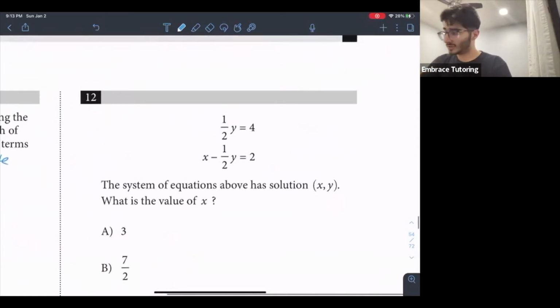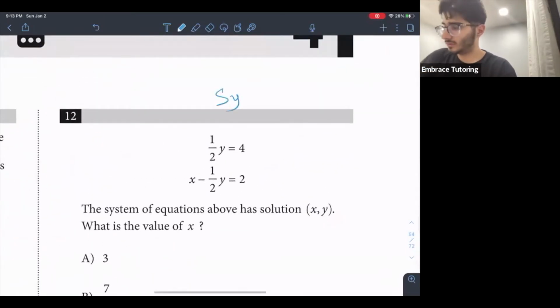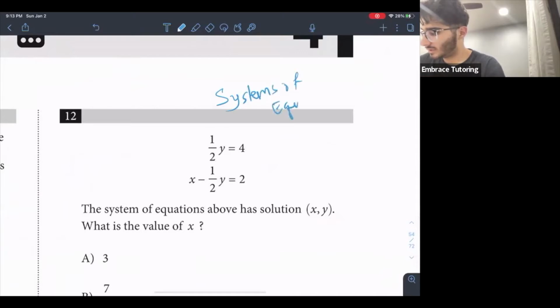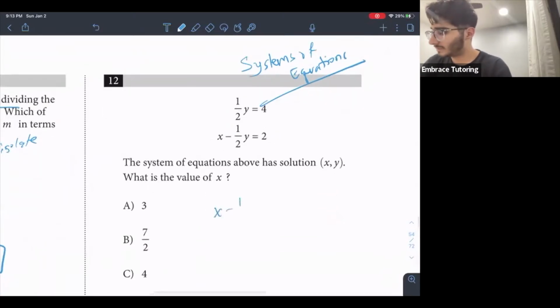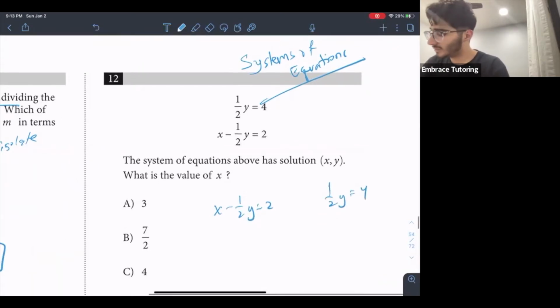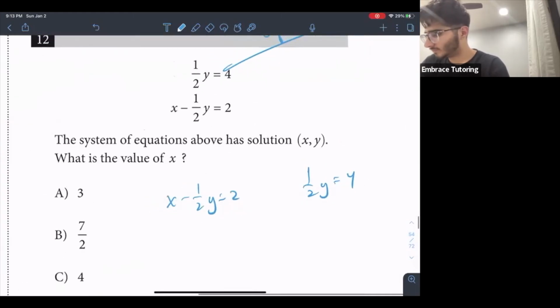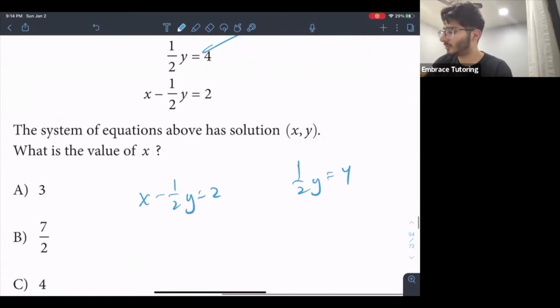Question 12 is another systems of equations problem. For this, you would have x minus 1/2 y equals 2, and then they give you that 1/2 y is equal to 4. So instead of using elimination, or both ways work, it depends on what you're comfortable with. I can do it both ways to show you.